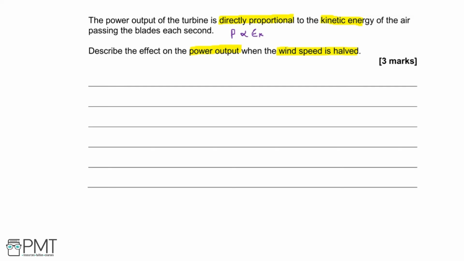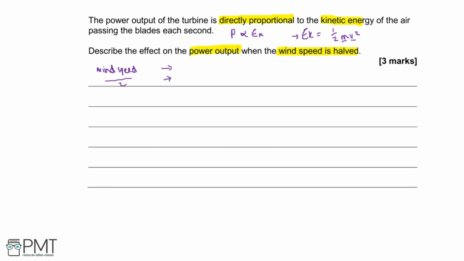So we're told that our wind speed is halved. In order to connect wind speed to kinetic energy, we need to remember the kinetic energy formula. So kinetic energy equals half mv squared. And we need to understand how both the mass and the velocity affect the kinetic energy. Because when our wind speed is halved, this has an effect on both the mass and the velocity in our kinetic energy equation.